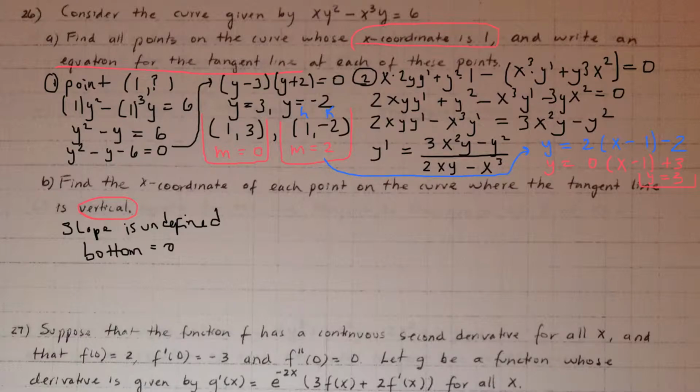And to set that equal to undefined means we have to take the denominator and set it equal to 0. Okay? Now, what if it had said the tangent line is horizontal? If it's horizontal, then the slope has to be 0, and the only way for the fraction to be 0 would be to take the numerator and set it equal to 0. But this one is vertical, so the denominator has to be 0 to make the fraction undefined. The denominator is 2xy minus x cubed, and we're going to set that equal to 0.